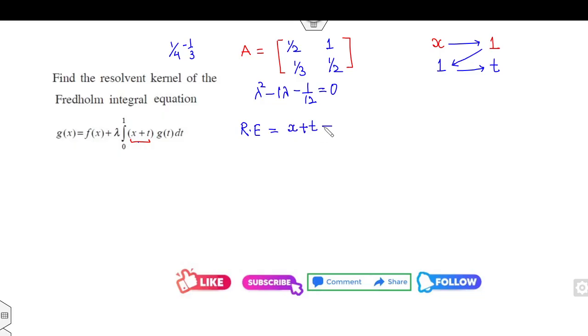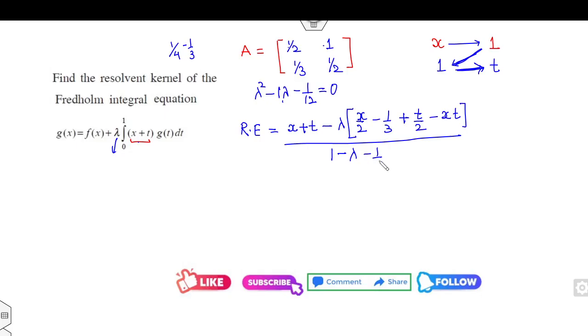This is my kernel minus lambda. Lambda is my here. Start from this number, half into the first number, that is x, so x by 2. Second number is negative 1 by 3 multiply 1, so it's a minus 1 over 3 plus half into t, so plus t over 2 and minus 1 into xt, divided by 1 minus lambda minus half lambda square.